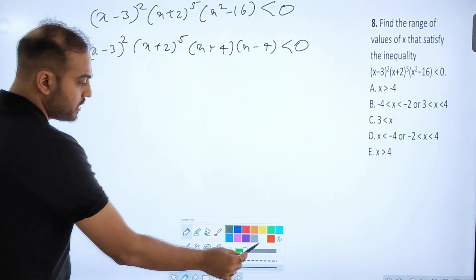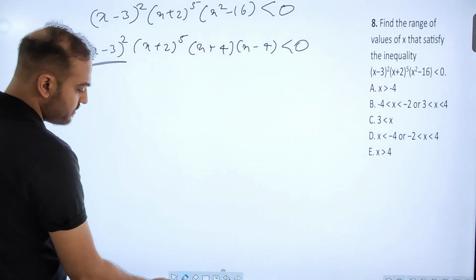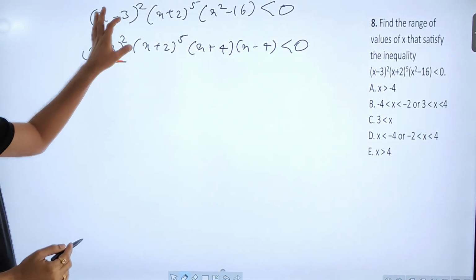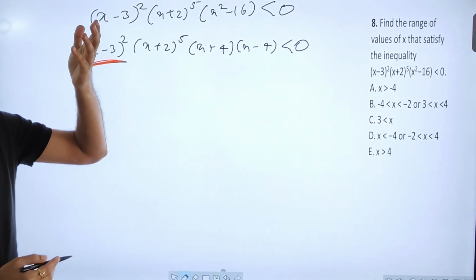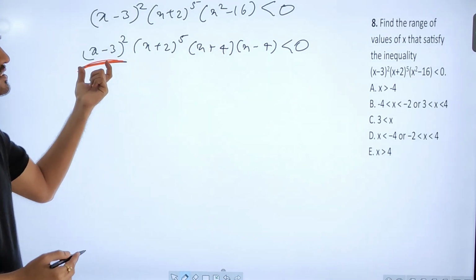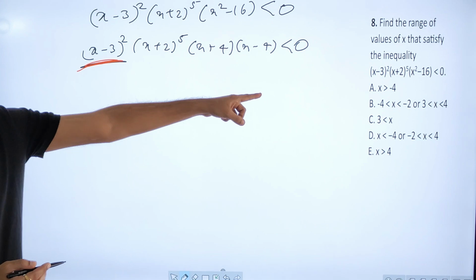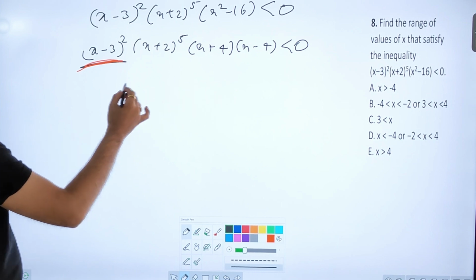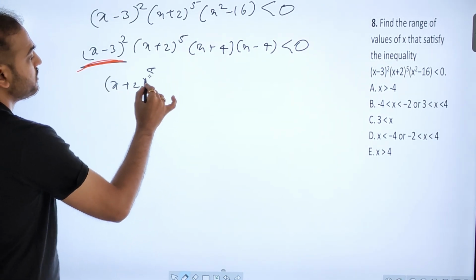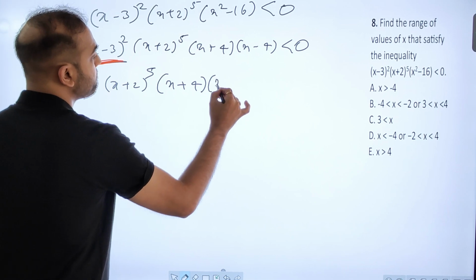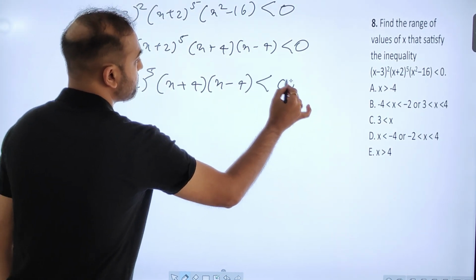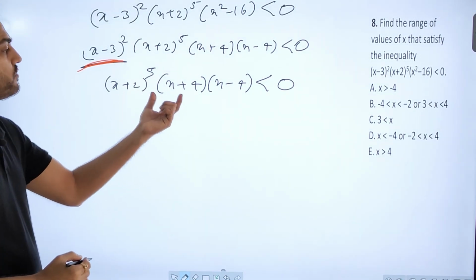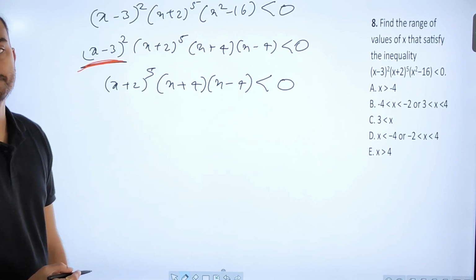See, observe this. This (x minus 3) whole square is definitely positive, because square of anything, or even power, is always positive. Since it is positive, I can cross multiply this to the other side, and I will be left with (x plus 2) whole power 5, (x plus 4), (x minus 4) less than 0.